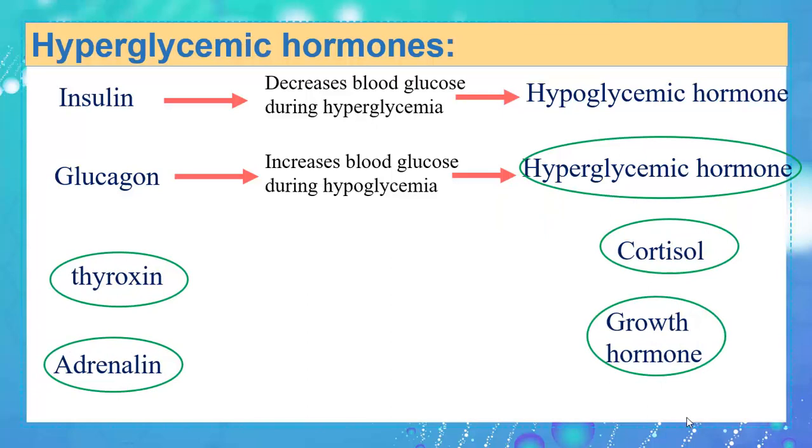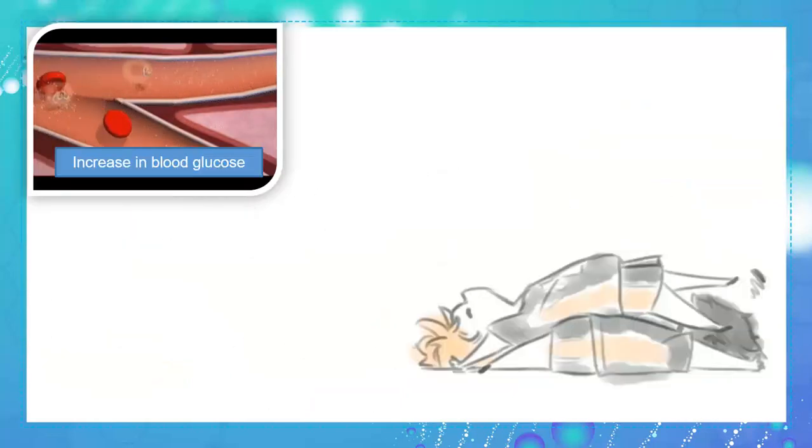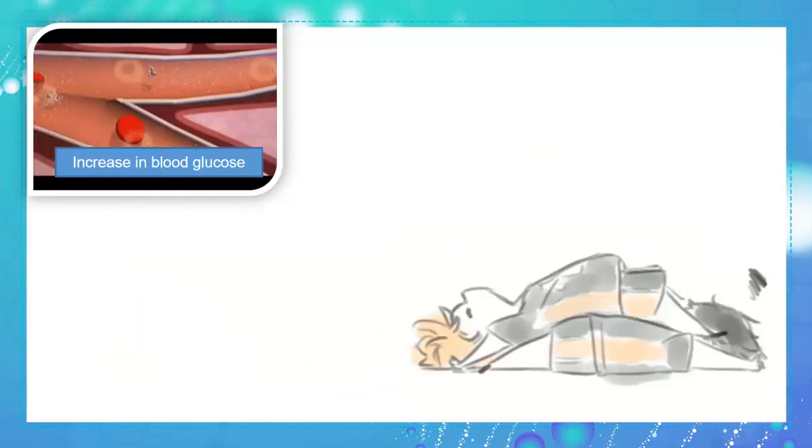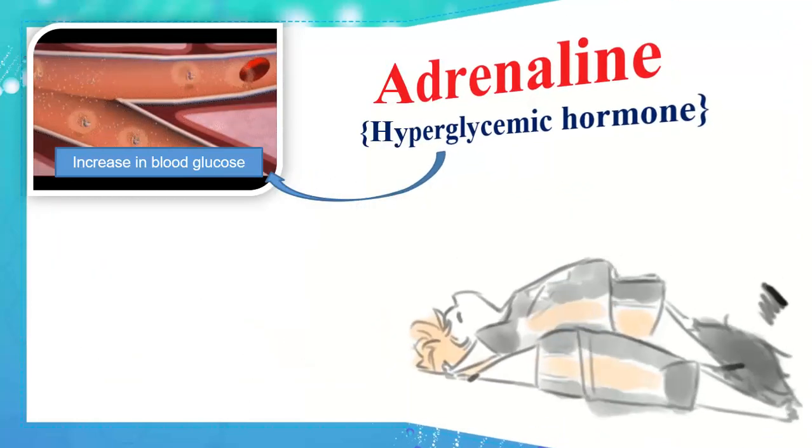Indeed, you have hormones such as thyroxine, adrenaline, cortisol, and growth hormone that increase the level of blood glucose. So all 4 hormones are also hyperglycemic hormones. We can give an example on the sugar rush you feel when you're excited from something. This is because adrenaline increases the levels of blood glucose.